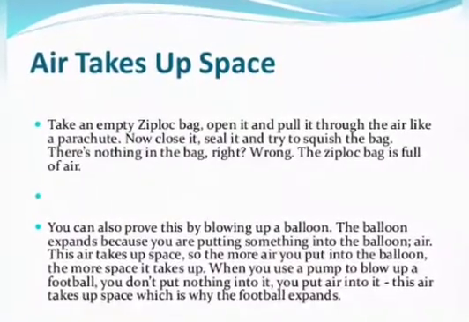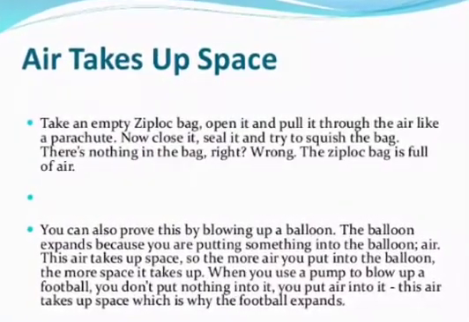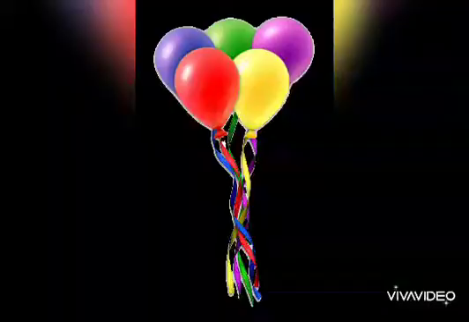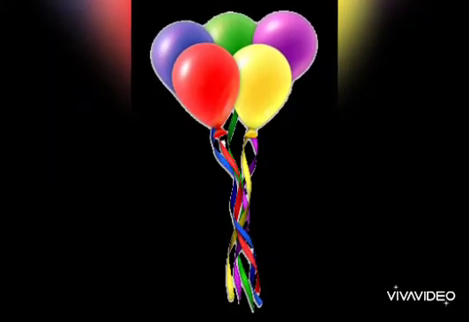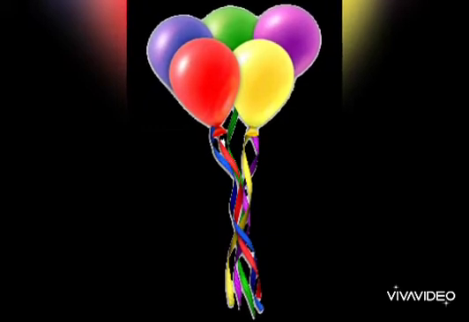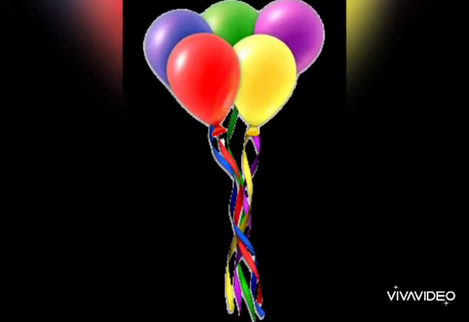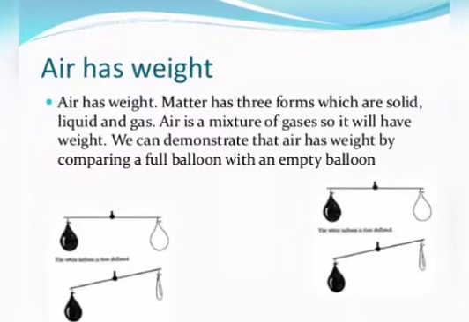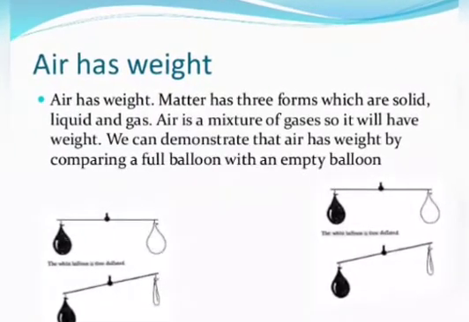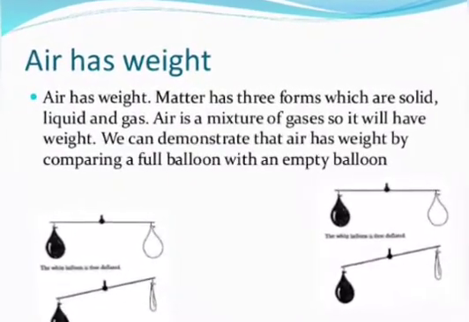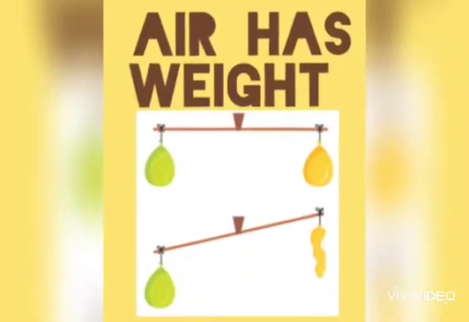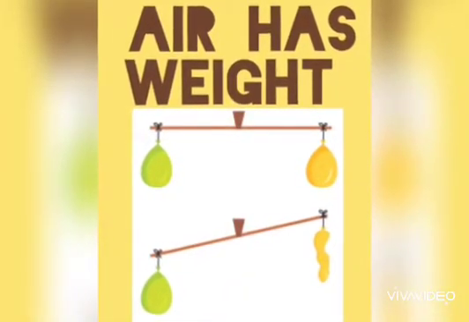Though we cannot see the air around us, it has many properties which can be felt, like air takes up space. See these balloons. All the space in these balloons has been taken up by the air. The second property of air is that air has weight. Yes, air does possess weight like all other substances. Air also has some weight in it.